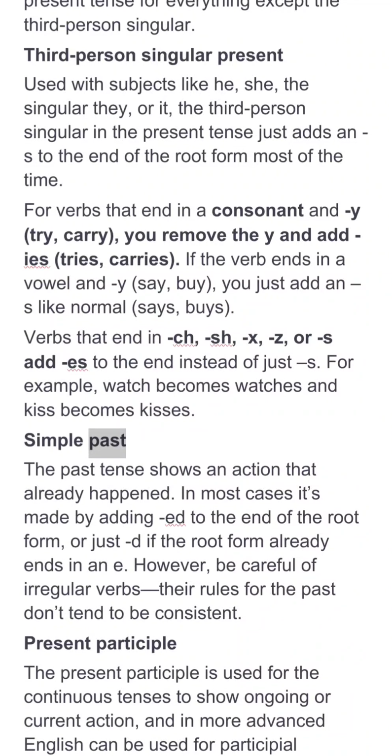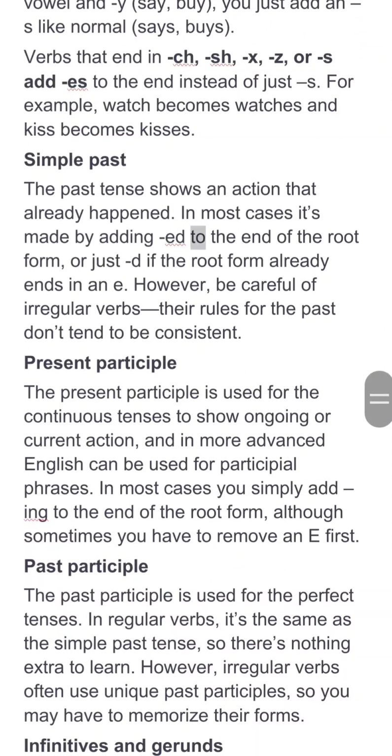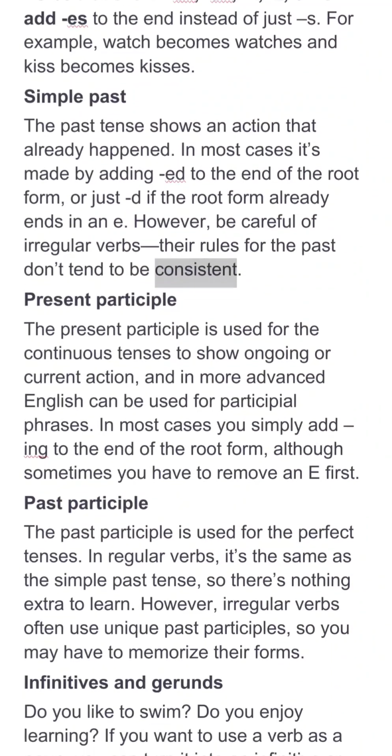Simple past. The past tense shows an action that already happened. In most cases it's made by adding ed to the end of the root form, or just d if the root form already ends in an e. However, be careful of irregular verbs, their rules for the past don't tend to be consistent.